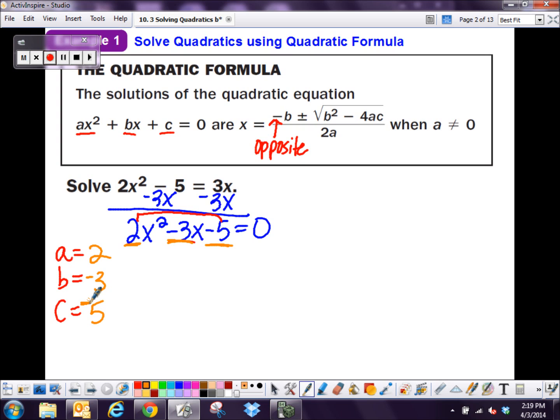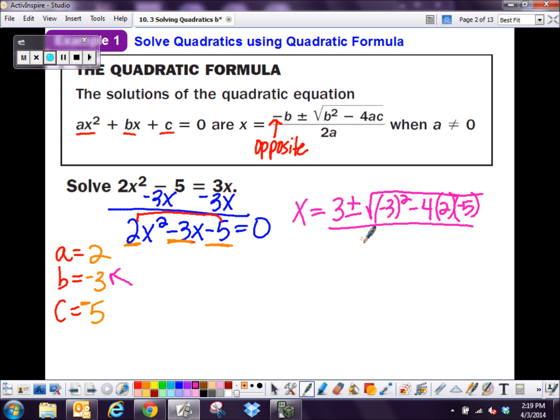Okay, so now I just start plugging this into my formula. I'm going to start with x equals the opposite of b. We said that my b was negative 3, so the opposite of that would be 3, plus or minus the square root. Now remember, anytime you plug something in, plug it in parentheses. So I have negative 3 squared, that's my b, minus 4 times my a, which is 2, and times my c, which is negative 5. And that's all going to go over 2 times my a, which is 2.